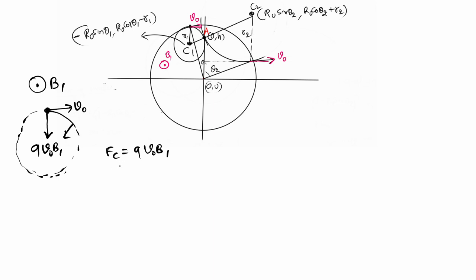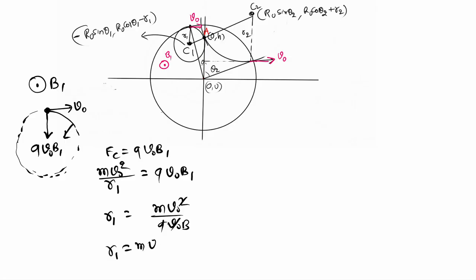From here we will get m v naught squared by r, by the circular motion laws. Suppose the radius of this first circle is R1, so m v naught squared over R1 is equal to q v naught B1. From here we can find the value of R1 first. R1 is going to be m v naught squared over q v naught B1. So R1 is equal to m v naught over q B1.